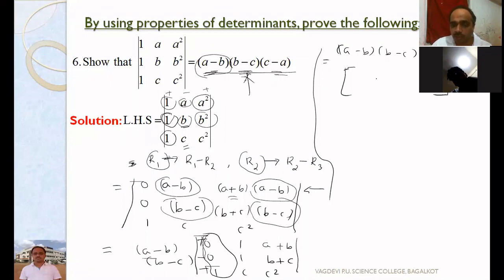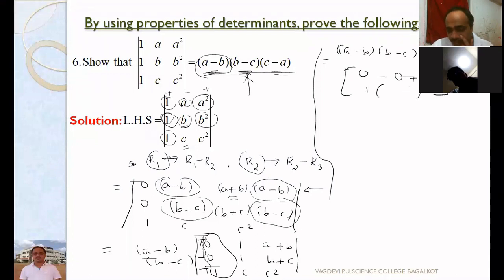So what is the first number in the C1? Column 1? 0. 0 into anything is 0. Next, what is the next number? I'm expanding by taking first column. Look at the column. I have highlighted. The second term is also 0. 0 into anything is 0. What is the last number? 1. Last number is 1. So 1 into another bracket.